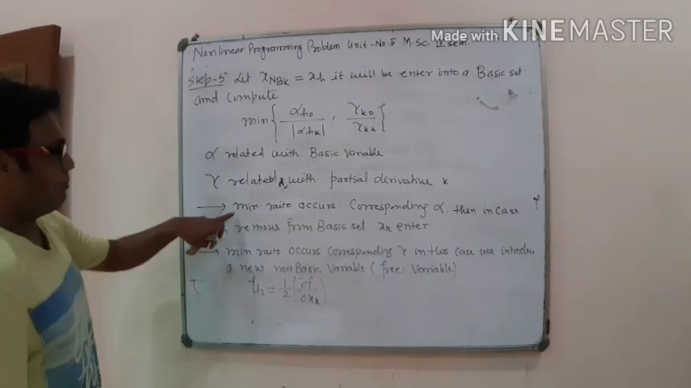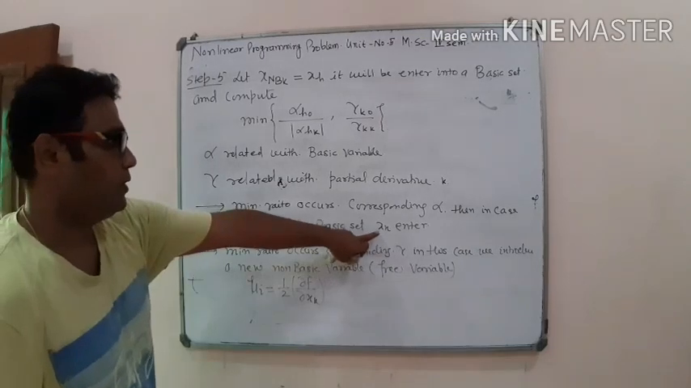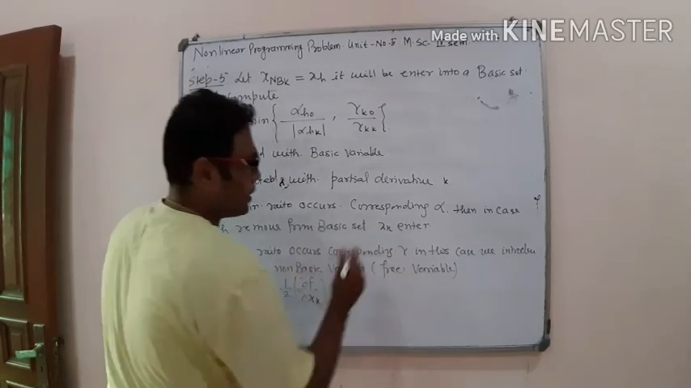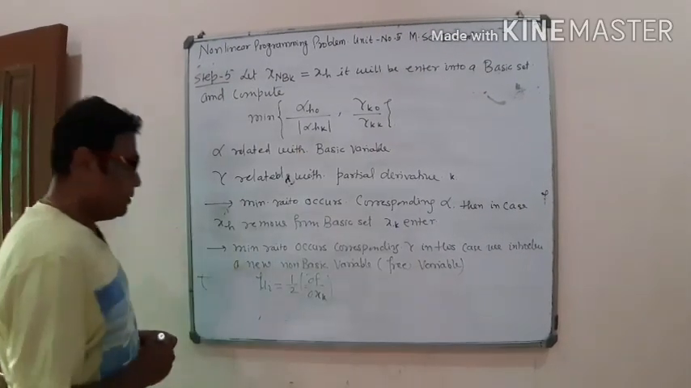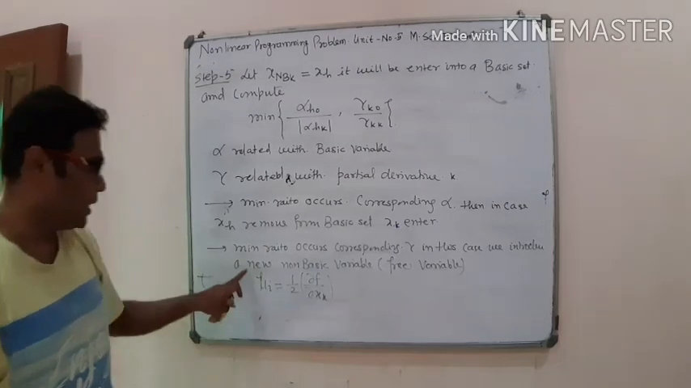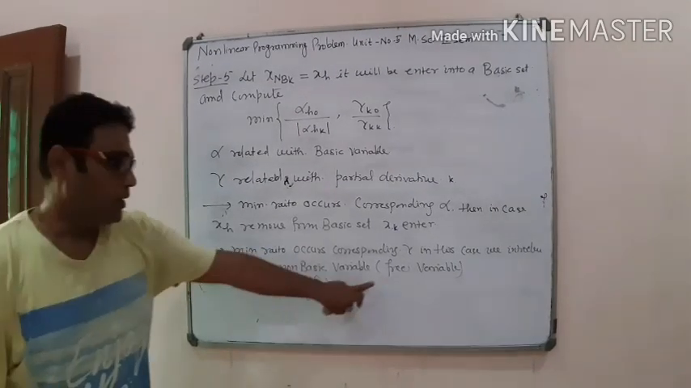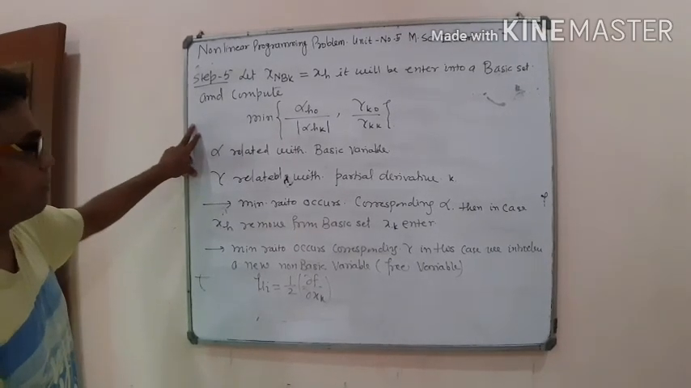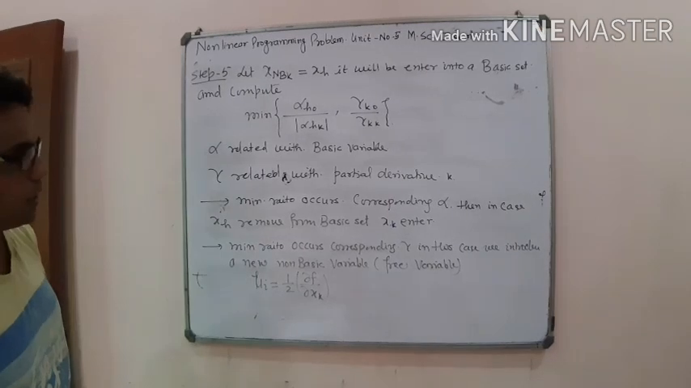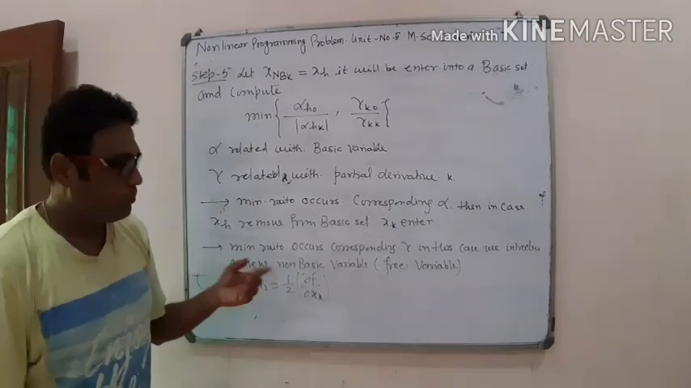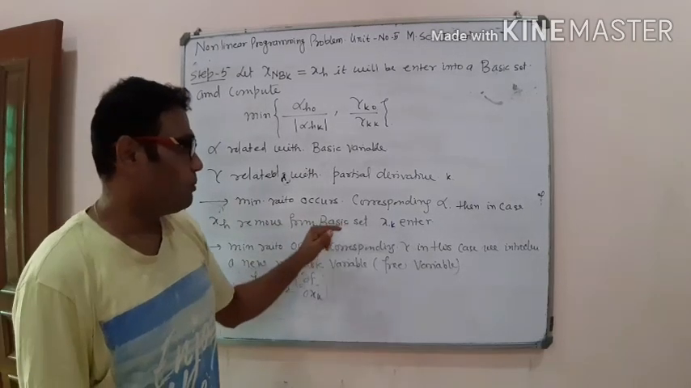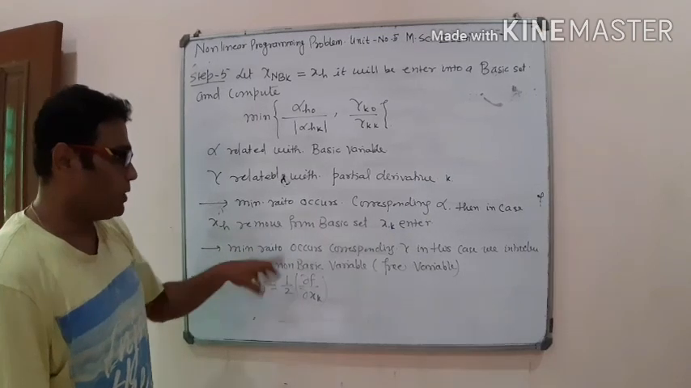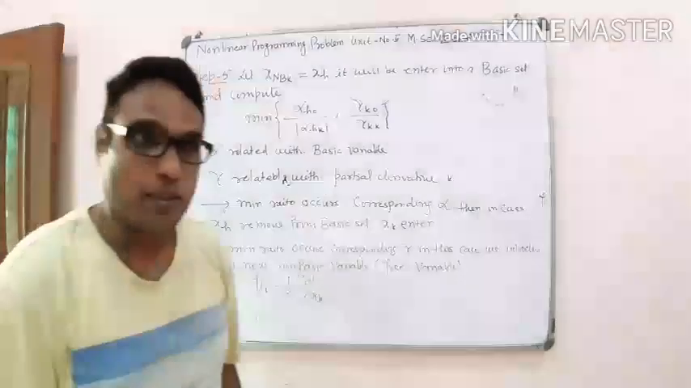So if the minimum is this, then xh is removed from the basic set, and in place of xh we enter xk, it is k, not n. And if the minimum ratio occurs corresponding to gamma, in that case we introduce a new non-basic variable that is called the free variable. After that we deal with the problem according to step number 2. In step number 2 we express each basic variable in terms of the non-basic variables, along with the objective function expressed in terms of the non-basic variables.